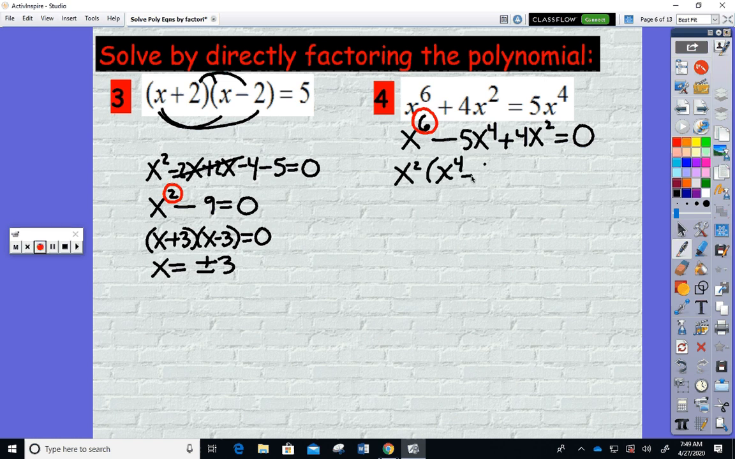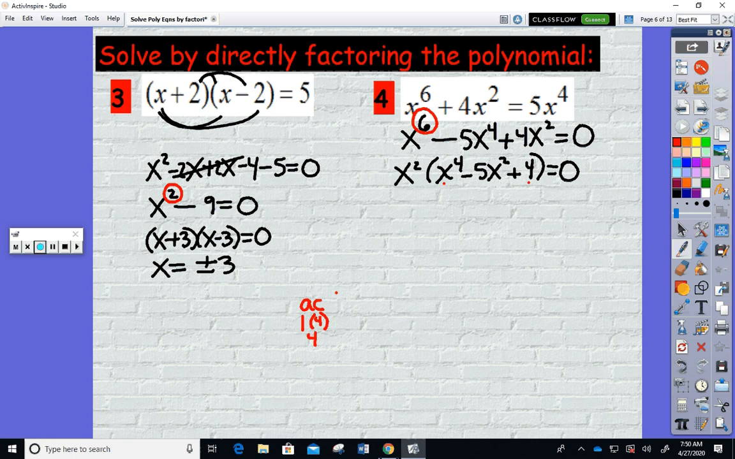times x to the fourth minus 5x squared plus 4. Whew, okay. Now I see a quartic, an x to the fourth polynomial on the inside. So that means I need to use the AC method on the inside. So notice my A is 1 and my C is 4. So of course my AC is 4.